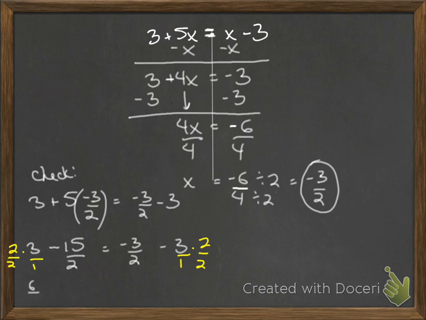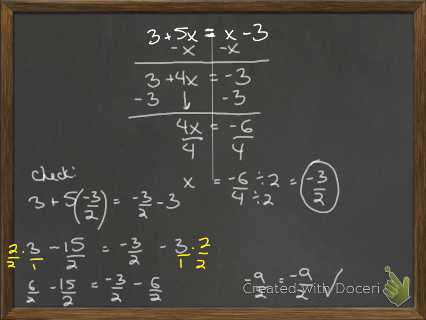So we get 6/2 minus 15/2, oops, sorry, not 12, equals negative 3/2 minus 6/2. So 6 minus 15 is negative 9. So we get negative 9 over 2 equals negative 9 over 2. Okay, and our math checks out. It is correct.